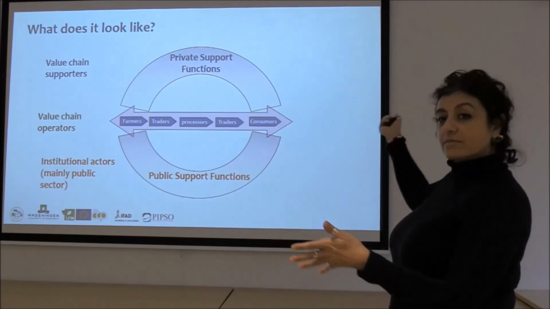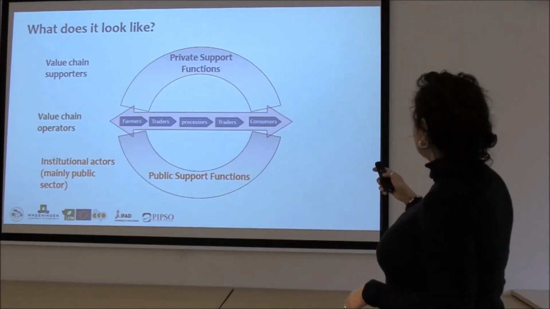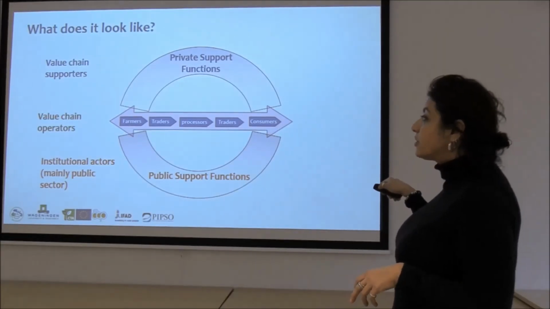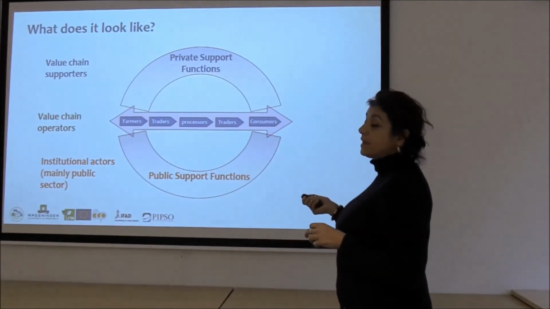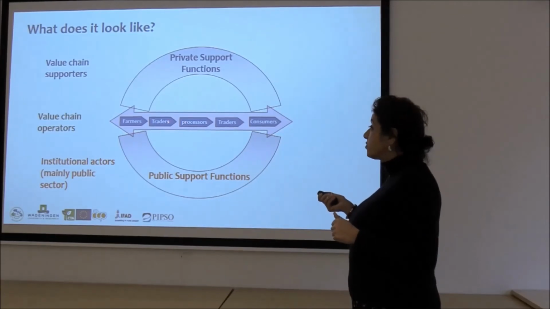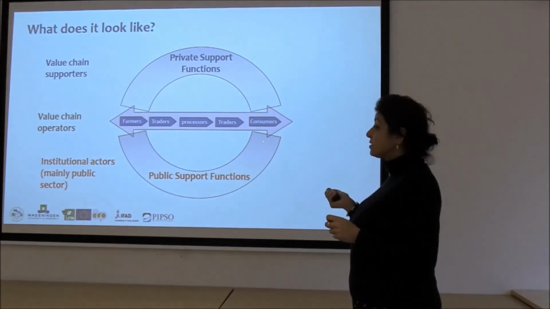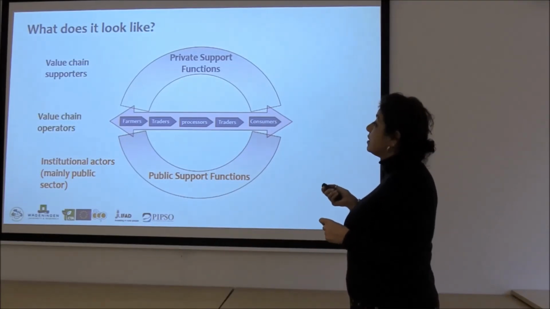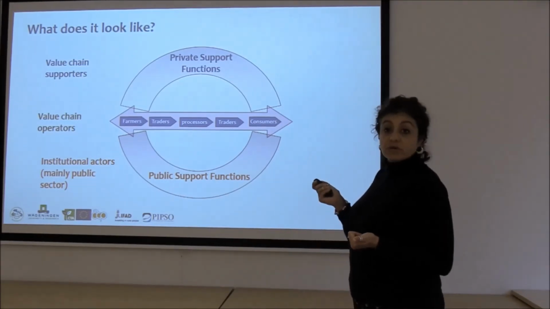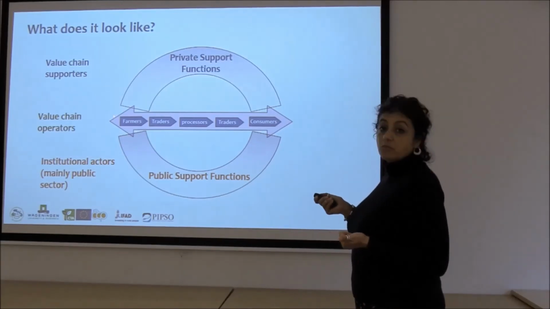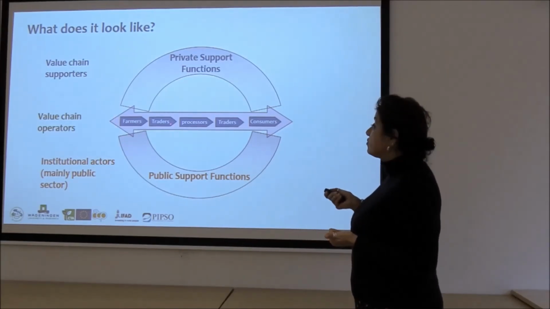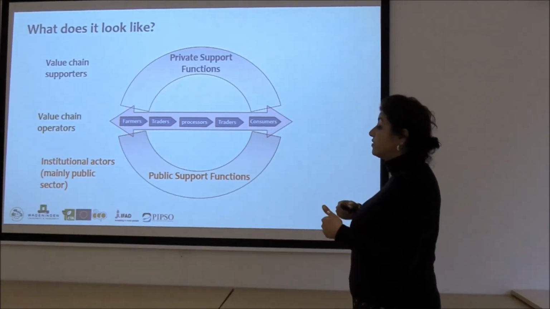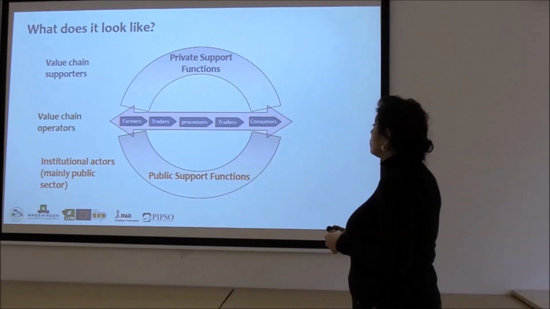At the end, when we visualize our different stakeholders in our market system, how does it look like? It looks like a hamburger, right? So the meat in the middle, our value chain operators, create value and own the products at the different stages of the value chain. The private support functions are our supporters who, for instance, provide inputs for the farmers or provide the traders transport services to be able to create value and go on along the value chain.